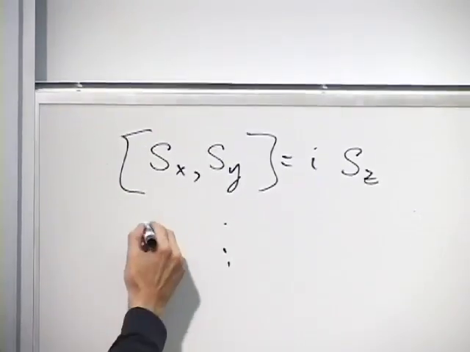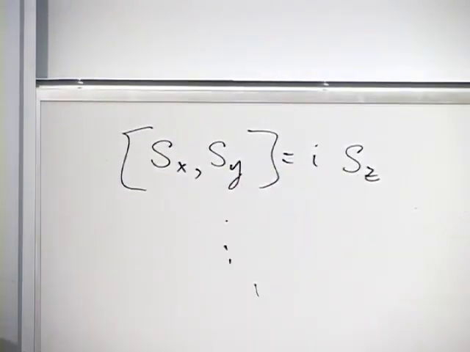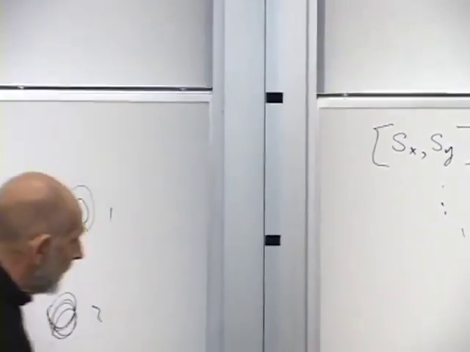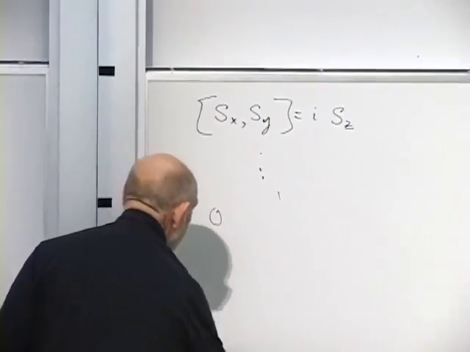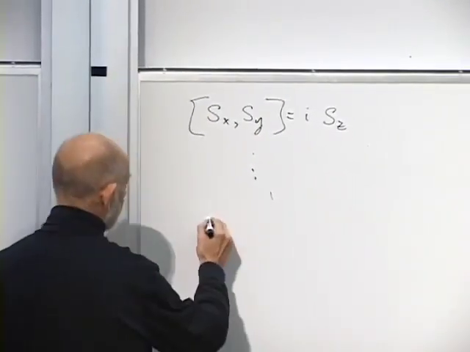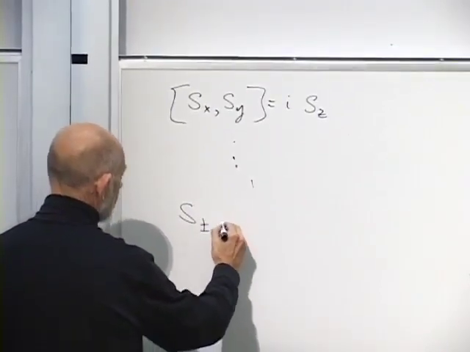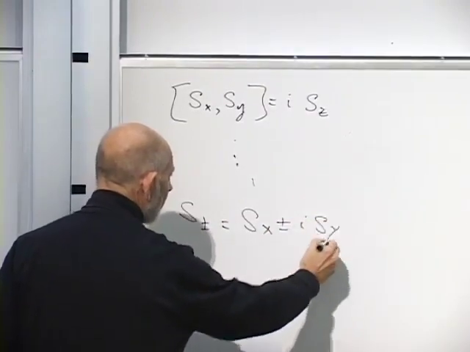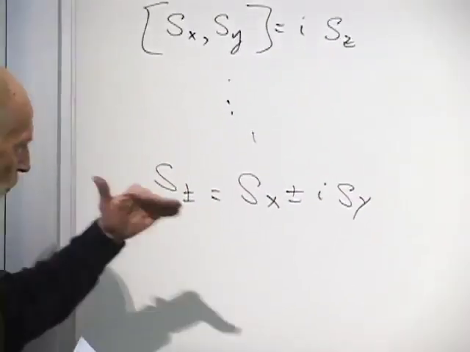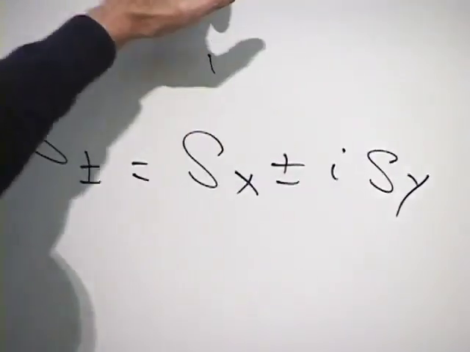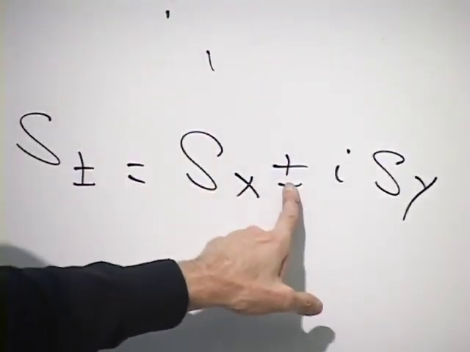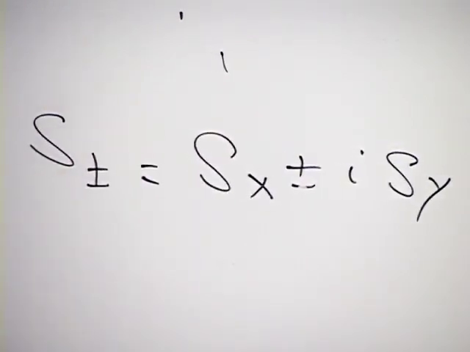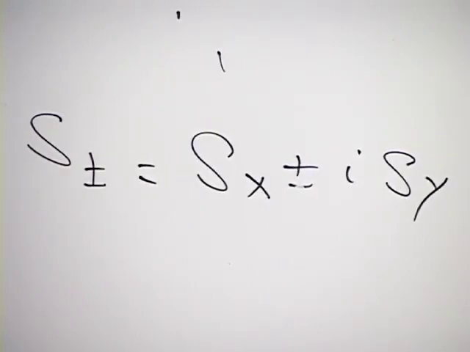You know what to do next. Sy with Sz equals i Sx and so forth, cyclic permutations. Oh, one other thing. We have S plus and minus. Just to remind you, S plus and minus is just Sx plus or minus i Sy. These operators raise or lower the value of the z component, depending on whether there's a plus sign or minus sign, so they're the raising and lowering operators for spin angular momentum. All I've done is change notation from L to S.